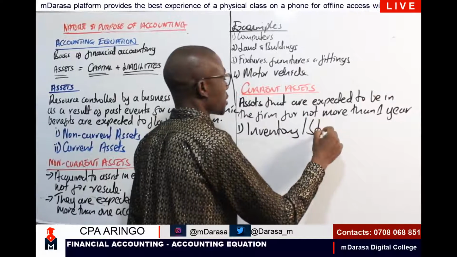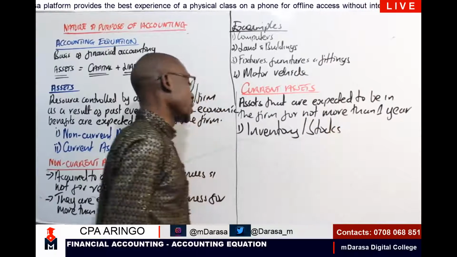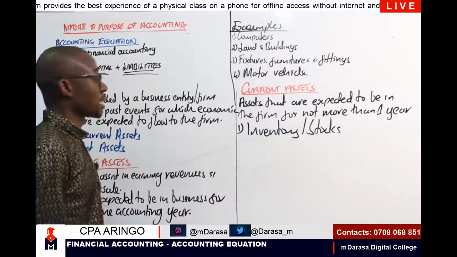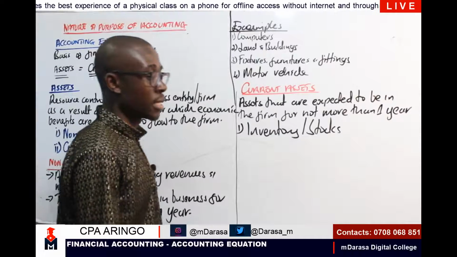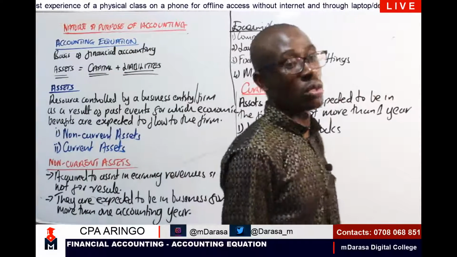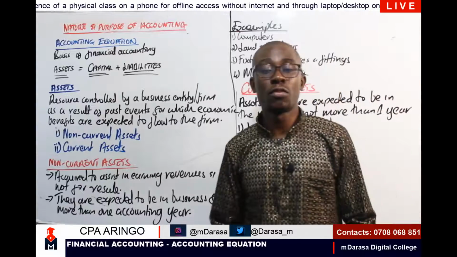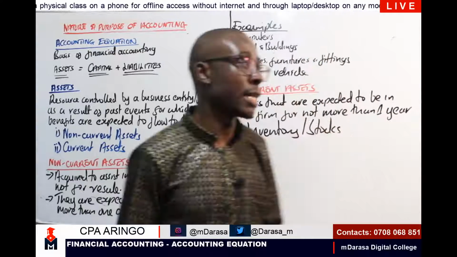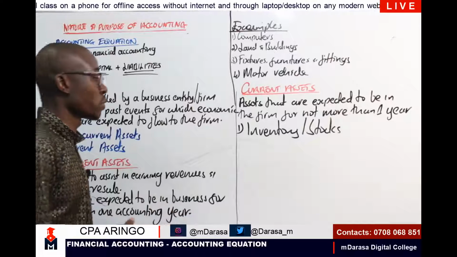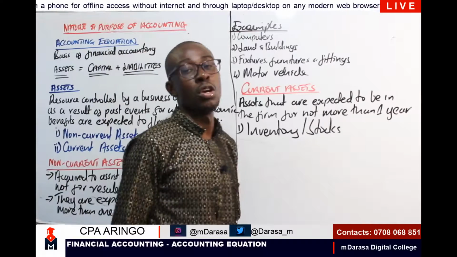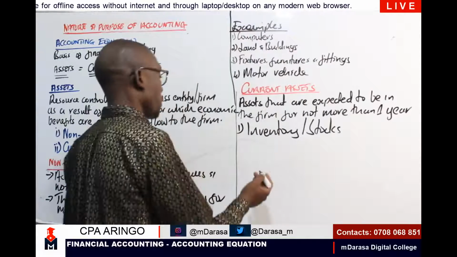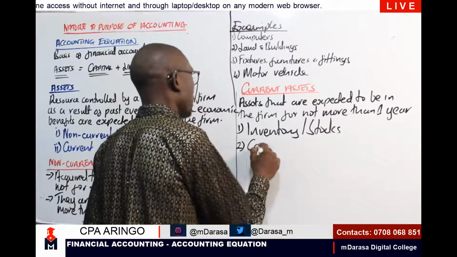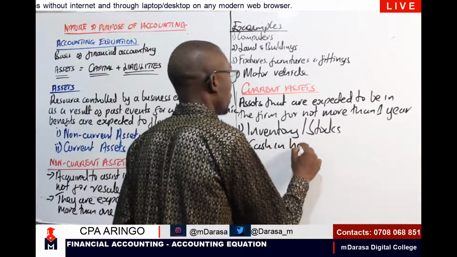Or rather, these are stocks. For inventories, of course, I'll be selling this within 1 year, because they are purely purchased for resale, not like non-current assets which are not purchased for resale. So you're talking of inventory. Number two, maybe you're talking of cash in hand, or even at bank.